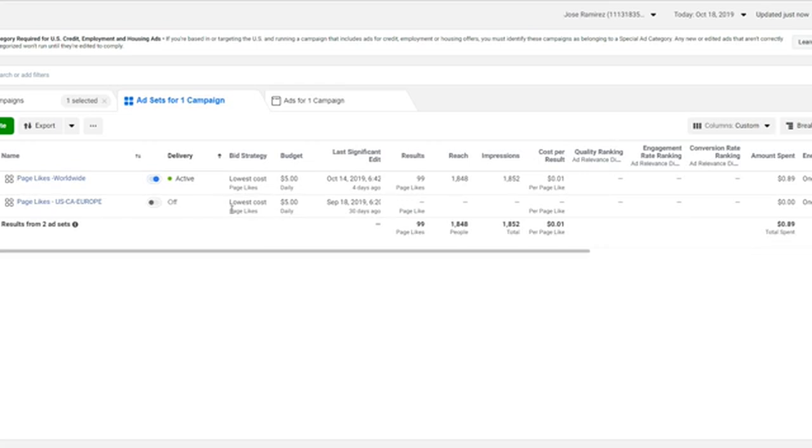So as you can see for this ad right here, this is a page likes campaign. For this ad, we have a budget of $5 per day. We have received today 99 likes at about 1 cent per like. So this is very low. This is the lowest that you can go when it comes to getting likes on Facebook.